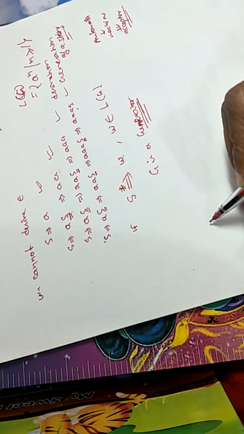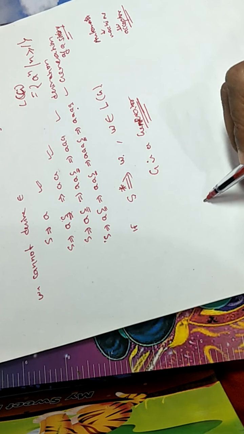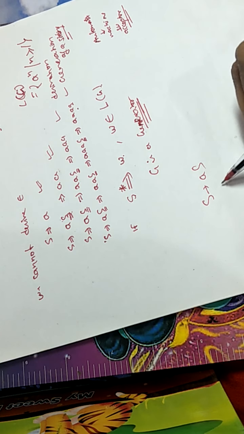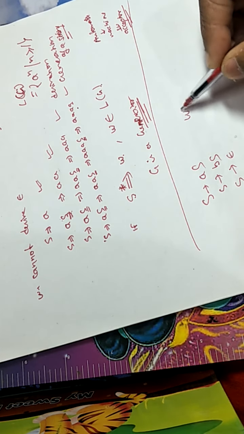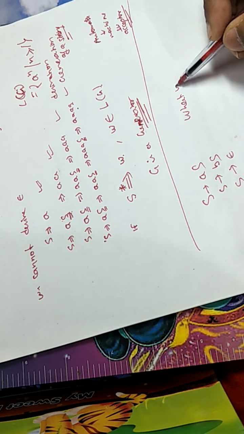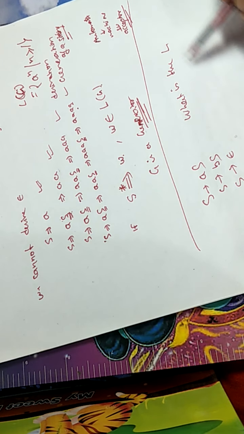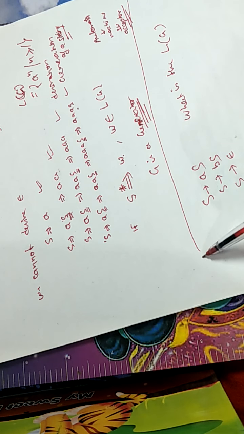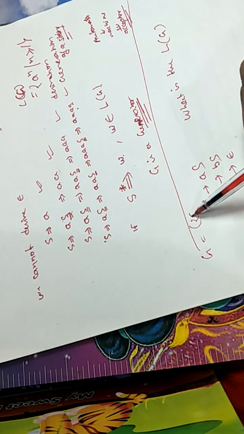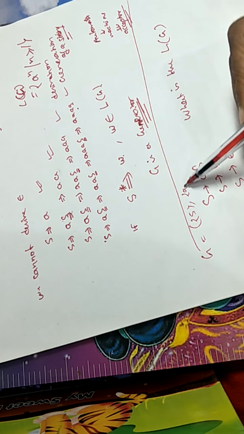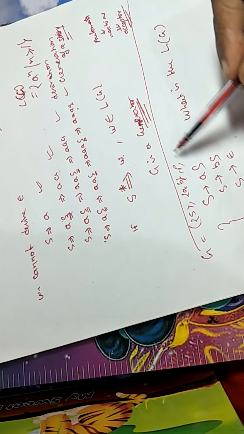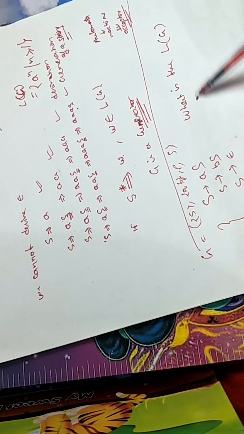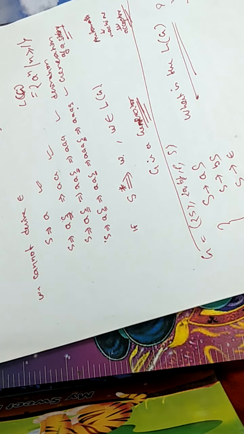So as an exercise, I am giving a new grammar: S tends to aS, S tends to bS, and S tends to epsilon. You have to find what is the language of the grammar, where G has non-terminal S, set of terminals a and b, and productions are these, and S is the start symbol. So find what is L(G). Thank you.